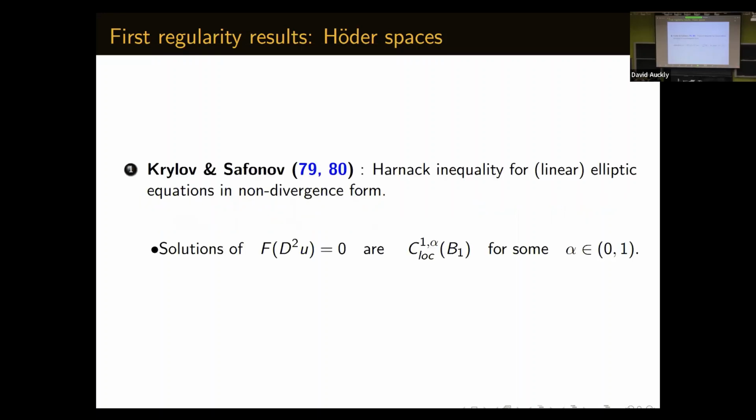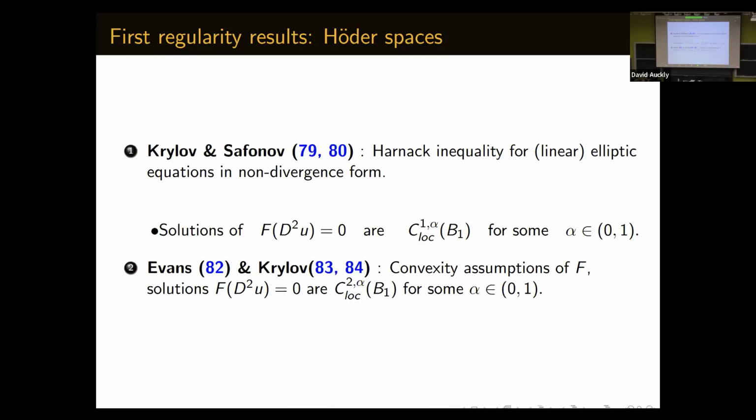So with this, solutions of the homogeneous equation are C^{1,alpha} locally for some alpha between 0 and 1. We still don't know what this alpha looks like, but we do know it exists. And in addition to that, Evans and Krylov, under the additional assumption of convexity of the operator, showed solutions of the homogeneous equation are C^{2,alpha} locally, again for some alpha between 0 and 1. So this tells me that the first derivatives are Hölder continuous, and in the case of convexity, the second derivatives are Hölder continuous.